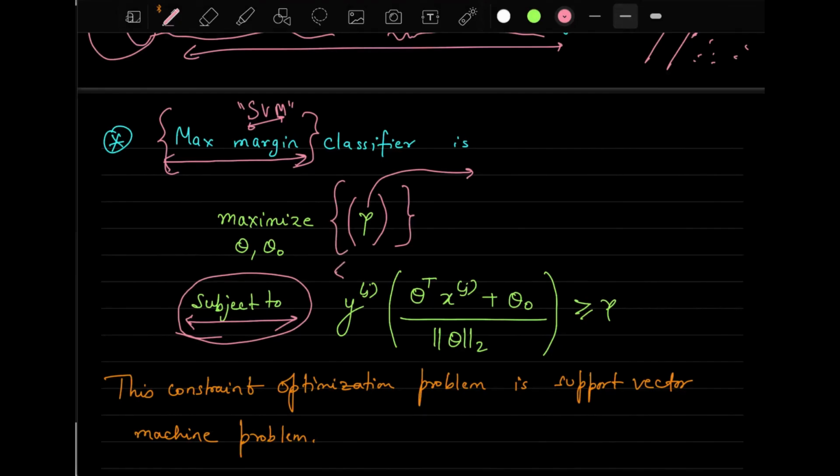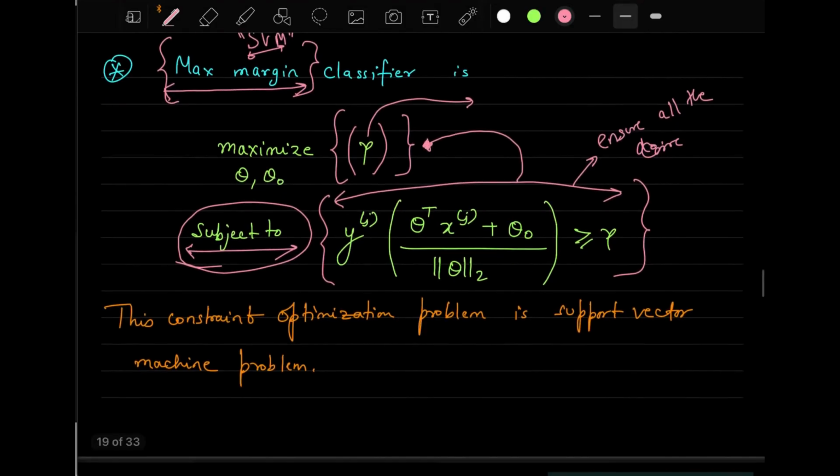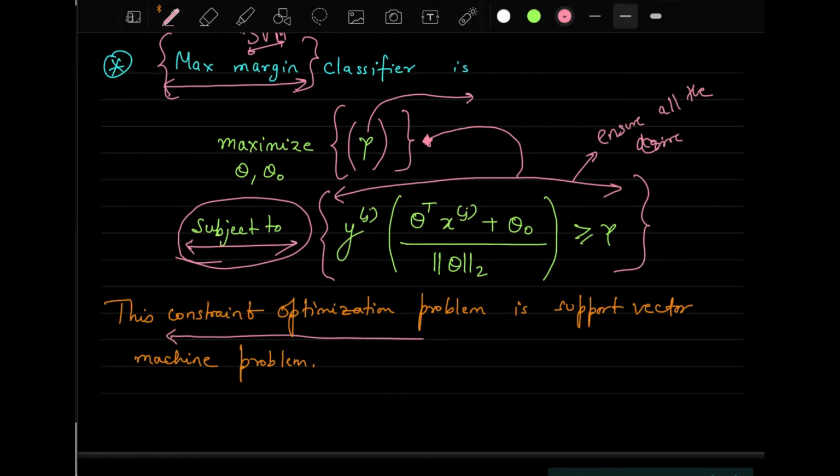The condition is this. This we have already discussed in the earlier slide. And what does it ensure? It ensures that all the data points are correctly classified. It's a guarantee that all the data points are correctly classified. So this is the condition that we have to meet along with the maximization of the gamma that we have to do. So it's called the constraint optimization problem in support vector machines.